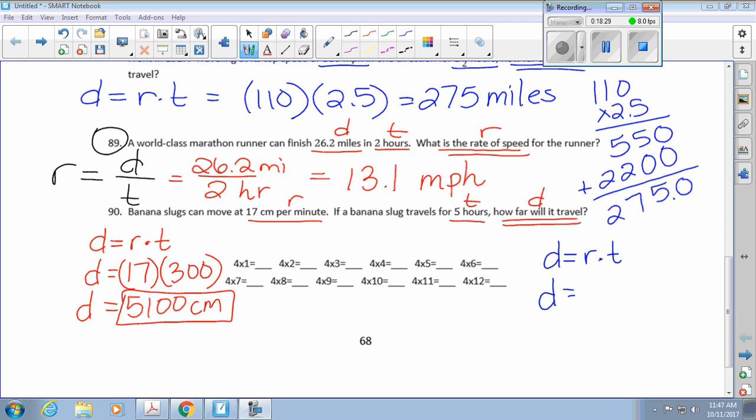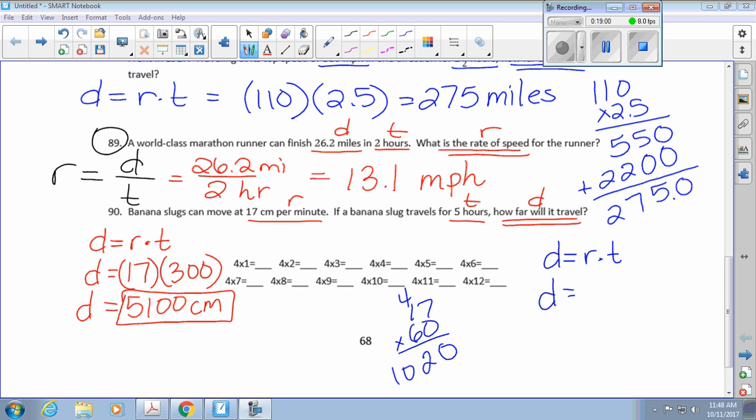Not divide, multiply. Because this is just 1 minute, right? Because it says per minute, that means for 1 minute. So 17 times 60 is going to tell us how many centimeters this slug can move in 1 hour, or per hour. So 6 times 7 is 42. 6 times 1 is 6 plus 4 is 10. So some people are going to put that as their answer because they're speeding through math, okay? That's why I pulled you guys over.